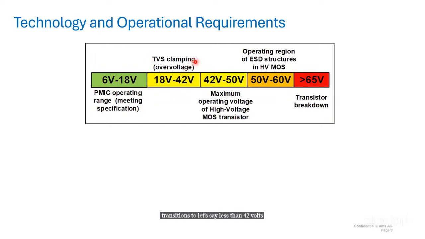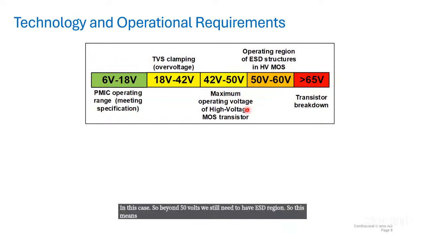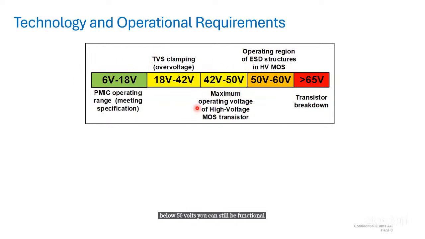And that is needed because the SPICE models of these transistors typically are valid only till 50 volts. That means the fab guarantees that as long as the VDS is less than 50 volts, the transistor operates for a lifetime of more than 15 years. So the SPICE models are mainly valid in this case. Beyond 50 volts, we still need to have an ESD region. So this means below 50 volts, you can still be functional, or you can operate at this for a smaller lifetime.